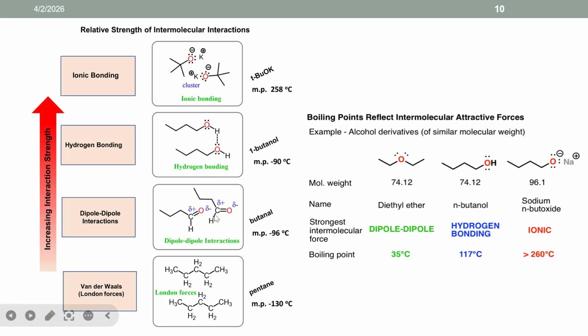Butanol has no hydrogen bonding, but it has only dipole-dipole interaction. So that is why its melting point is lower than the melting point of the butanol. And the same trend you can see in the alkane or hydrocarbon, where only weak intermolecular forces are there. So that is why their melting point is also lower, and the least in this trend.